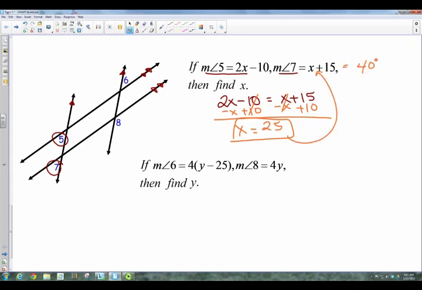All right. Now let's look at the next ones. Now we're going to assume they have no relationship to the one that we just solved. Yeah, so that's the assumption we're going to make. So angle 6 is 4 times y minus 25. Angle 8 is 4y. Find y.